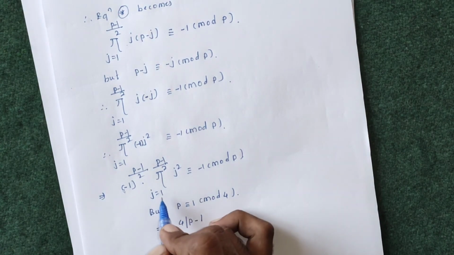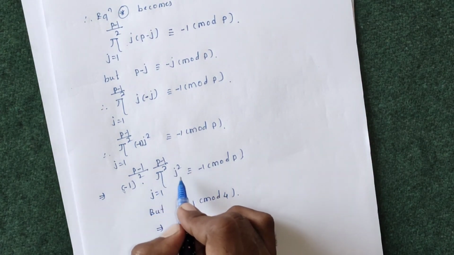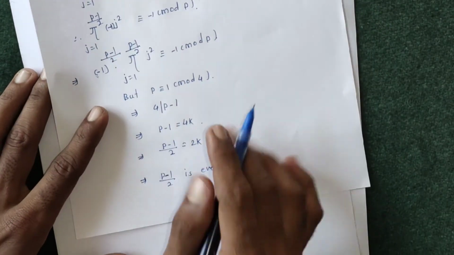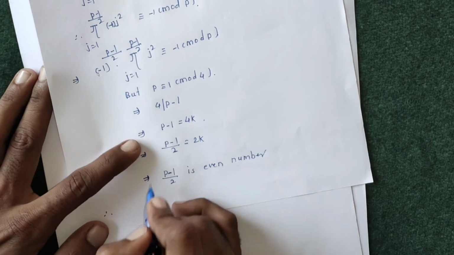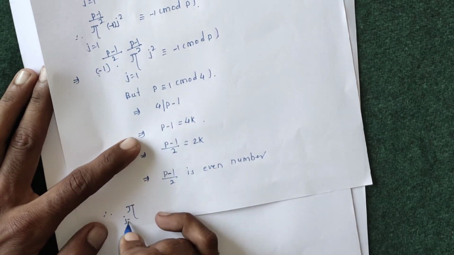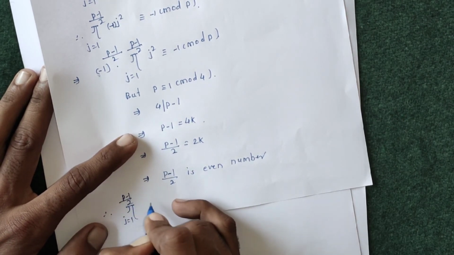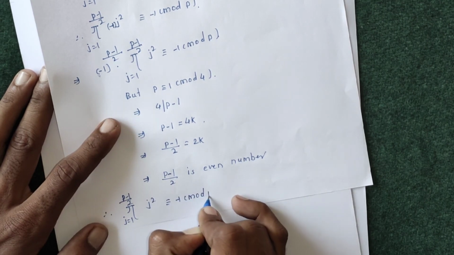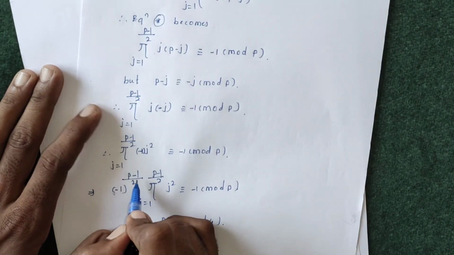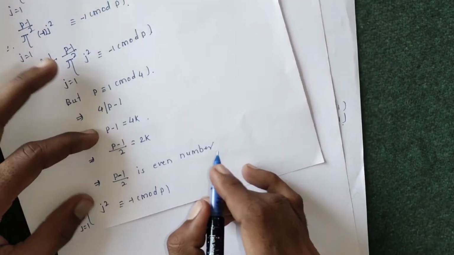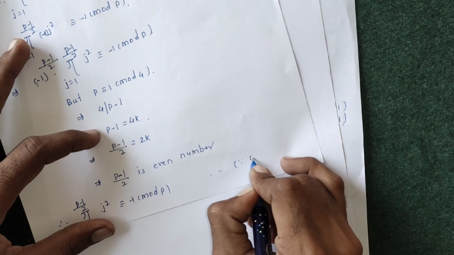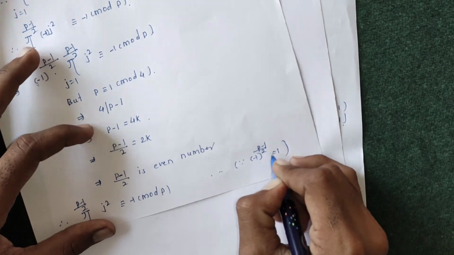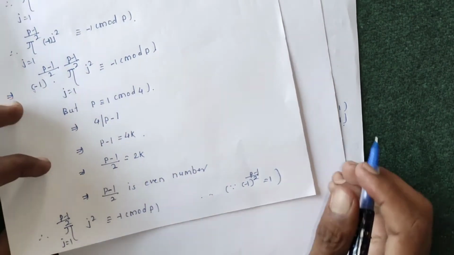So we get the product of j, running from 1 to (p-1)/2, of j squared is congruent to -1 modulo p. Therefore, the product for j running from 1 to (p-1)/2 of j squared is congruent to -1 modulo p, since (-1) to the even power is +1, since (-1) raised to (p-1)/2 is equal to 1, as (p-1)/2 is an even number.